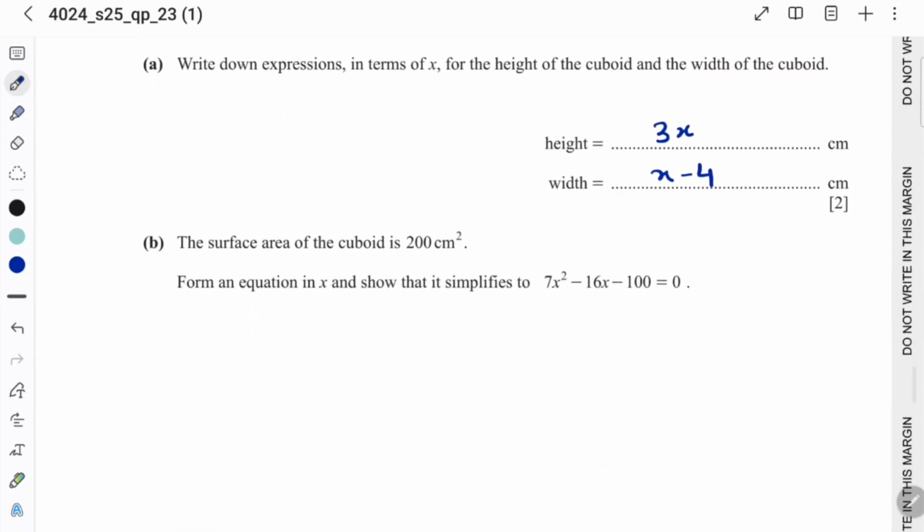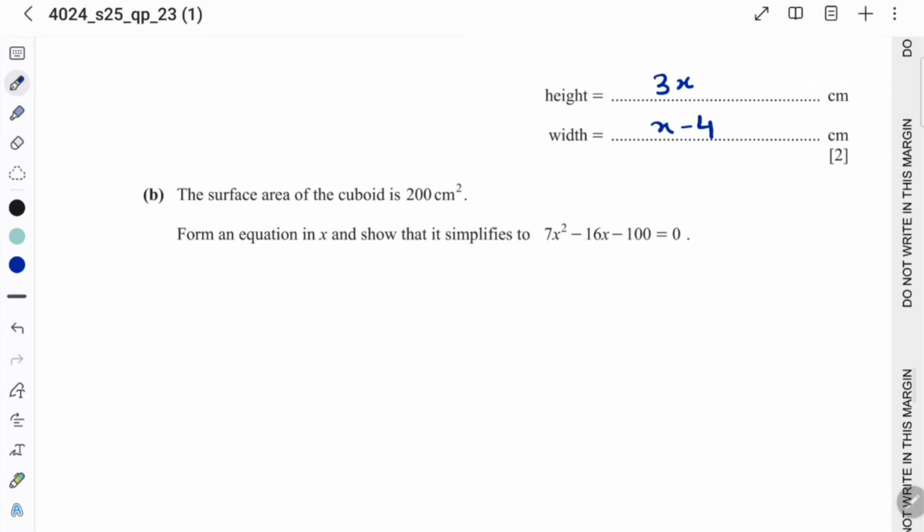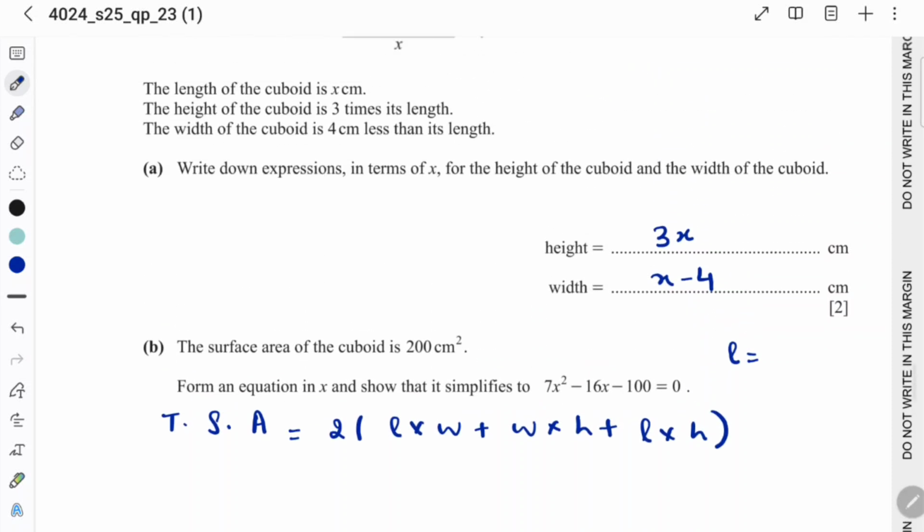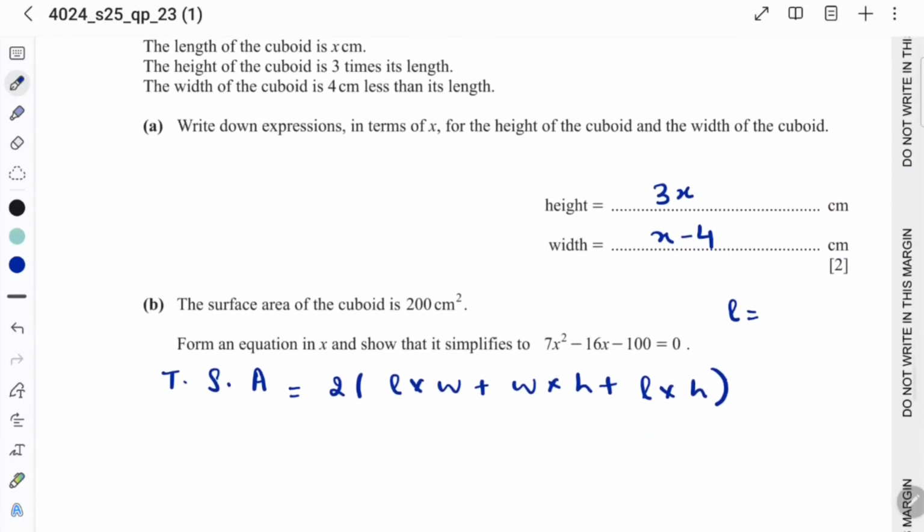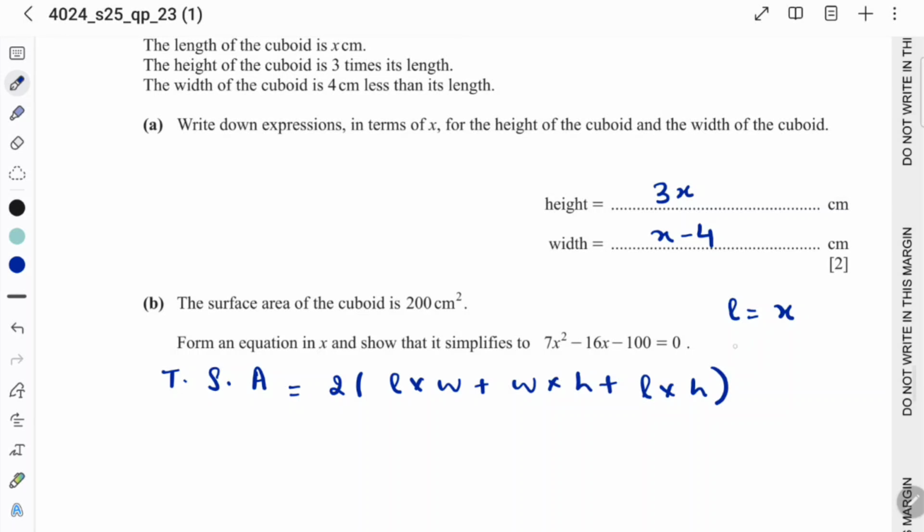The surface area of the cuboid is 200 square centimeters. Form an equation to show and simplify to 7x squared minus 16x minus 100. So for a cuboid, the total surface area is equal to 2 times length into width plus width into height plus length into height. So we have length is x, the width is x minus 4 and the height is 3x.